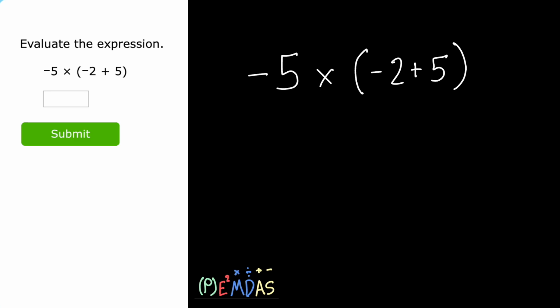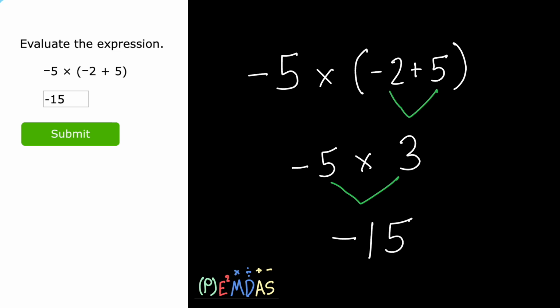In this question, we need to start with the parentheses before we can multiply. So we start with -2 plus 5, which gives us 3. And then -5 times 3 gives us -15.